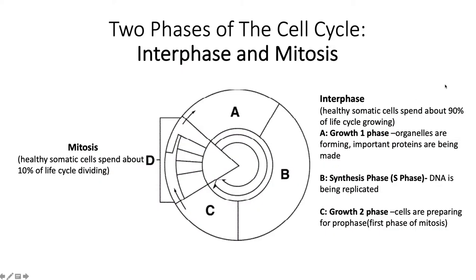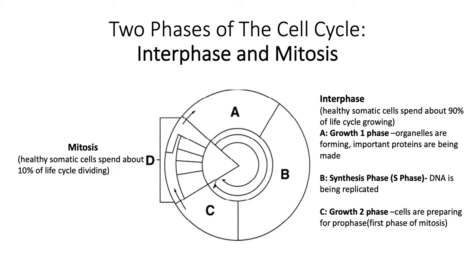Here's a diagram that depicts the two main phases of the cell cycle. They are interphase and mitosis. Mitosis is the phase of a cell cycle, life cycle, where they are dividing. They're going through prophase, metaphase, anaphase, and telophase. A healthy cell is only going to spend about 10% of its life cycle in this phase. Interphase is where cells spend almost 90% of their life cycle.